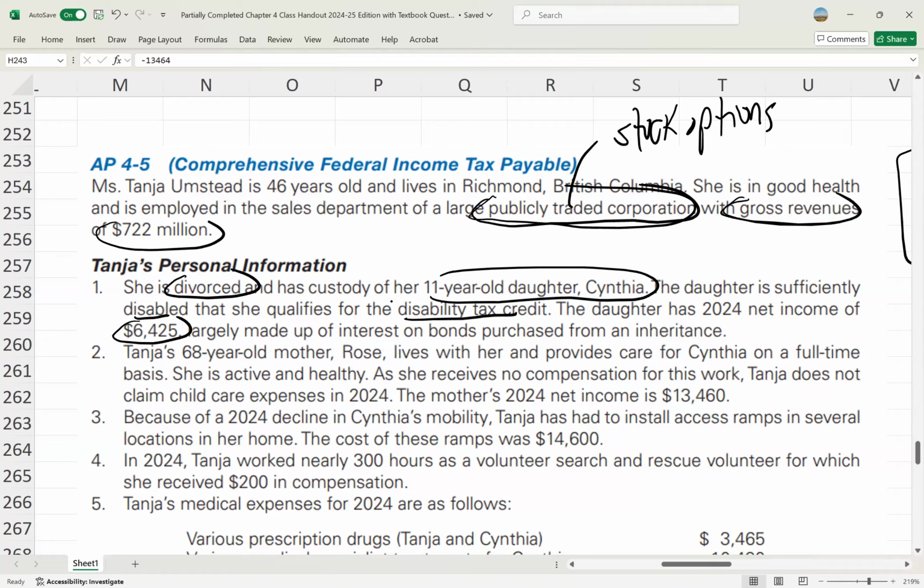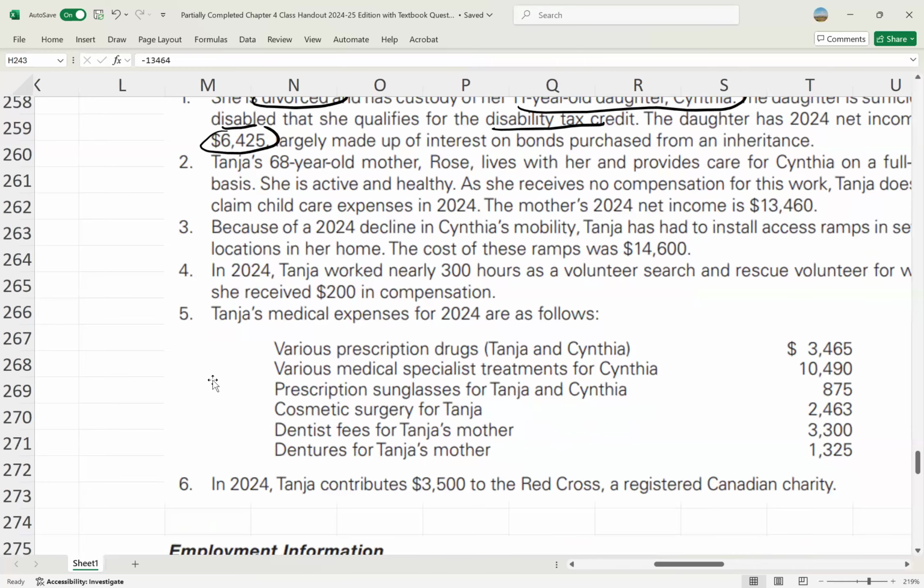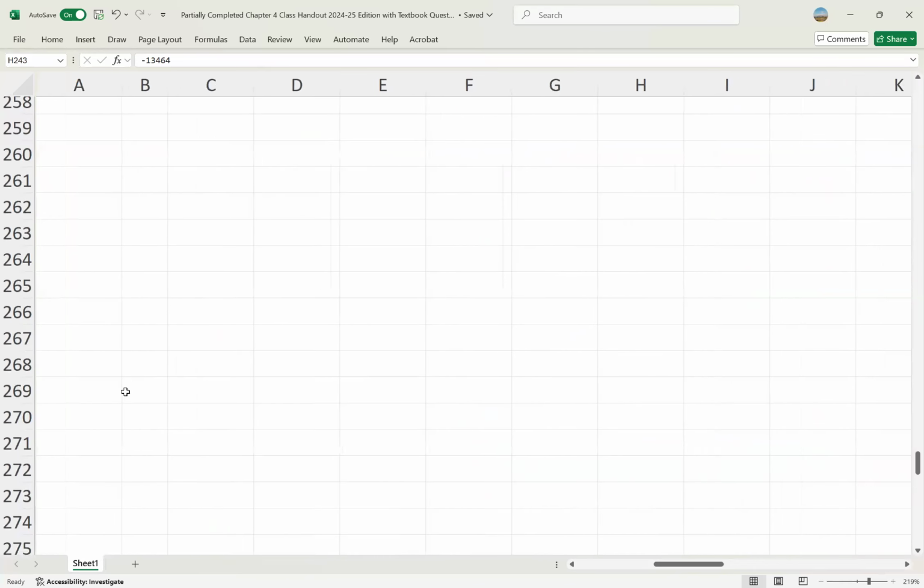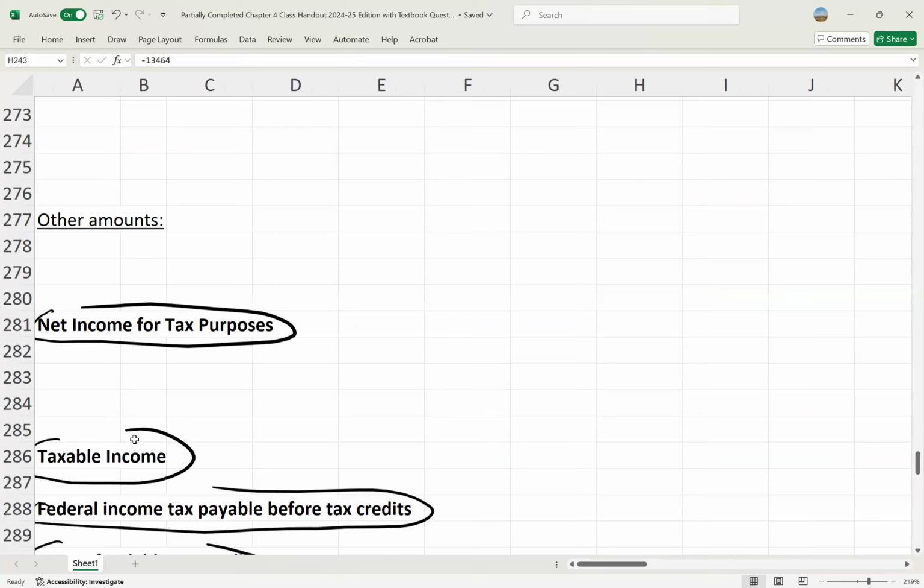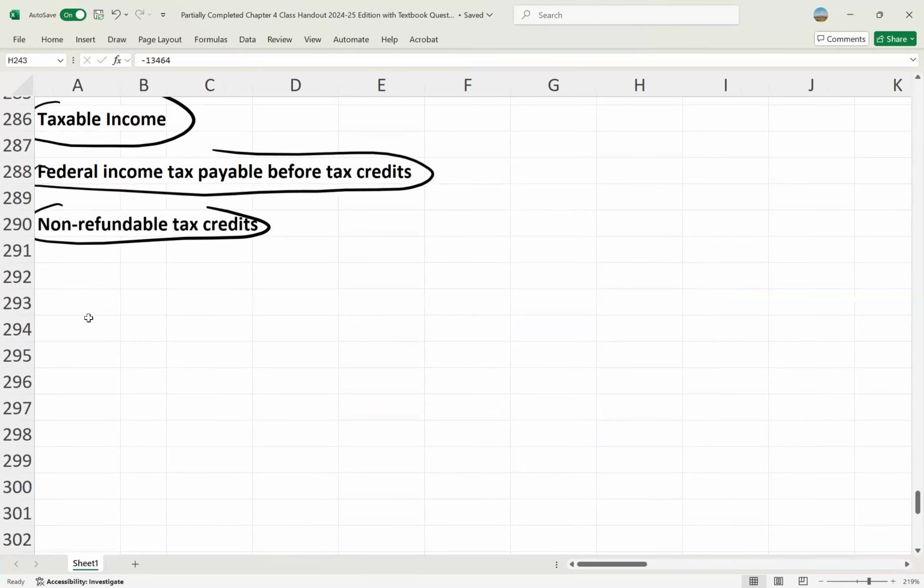Her income is $6,425. The daughter will get the BPA amount, which is 15,705 times 15%. That's going to offset all of the daughter's income. So the daughter can transfer the disability tax credit along with the supplement to the mother, Tanya, as well. And once we have that information, we can go quickly to our non-refundable tax credits and start putting that down so we don't forget.